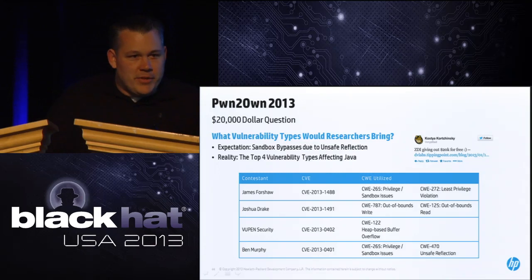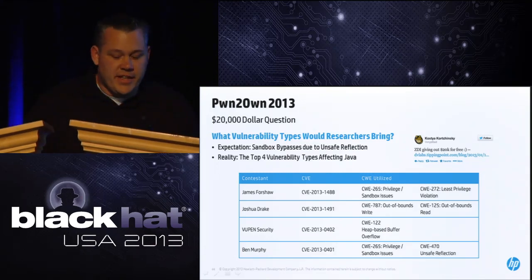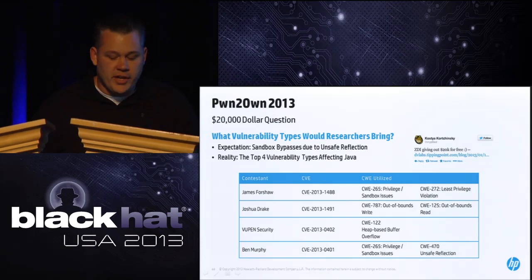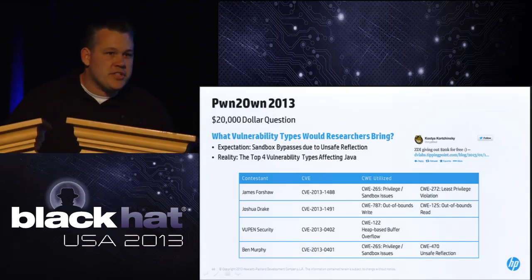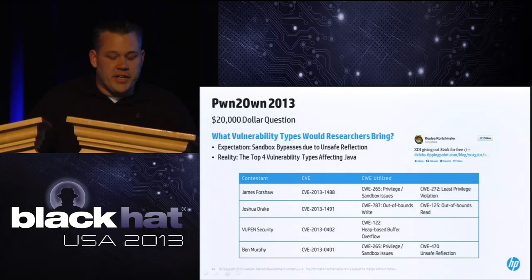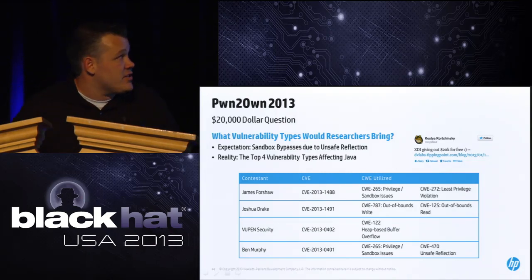But we did it anyway. We put that $20,000 bounty on Java, and our expectation was that the sandbox issue due to unsafe reflection was going to be what we would get, basically a bunch of those type of bugs, because that's what everybody was looking at. Security Explorations had released their paper, and a lot of people were looking at those type of bugs, so our expectation was just to get a slew of them.